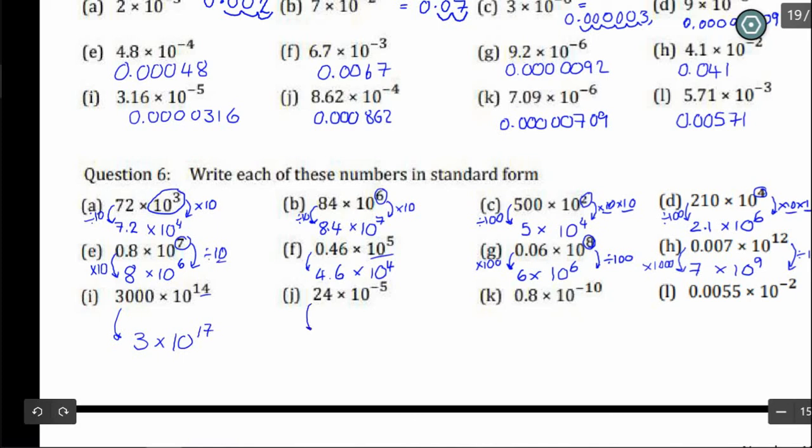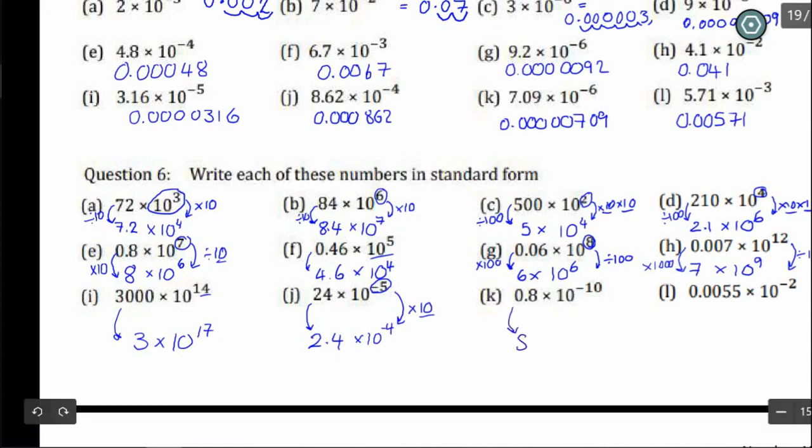Here I need to divide by 10, which gives me 2.4, and I need to times this by 10. Now this is where it gets a little bit tricky. When you've got a negative here, just think that this is going to increase the power by 1. When I increase negative 5 by 1, I get negative 4. So it seems like it's gone down, but it's not. If you think about it, negative 4 is 1 more than negative 5.